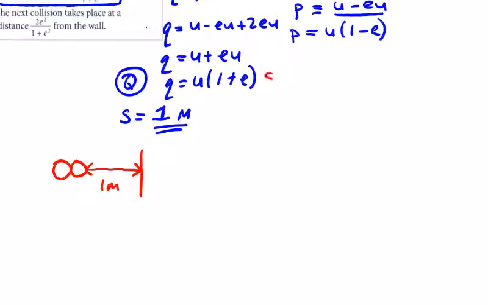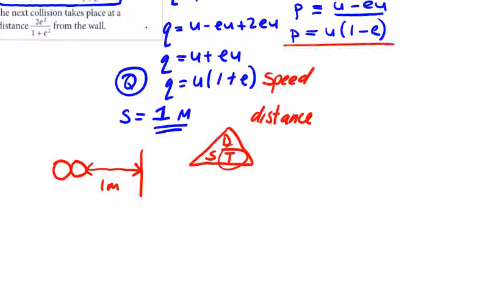So what do we have? We have speed and we have distance, so we should be able to use our DST triangle here. We'll be able to find the time taken to get there. We also have the speed of P, and we can tell how far it has gone in that time. Then we can get the difference between it and the 1 meter that the other has traveled. That will give us the distance apart. So the time taken to get there is distance over speed, 1 divided by u times 1 plus e. I think this is the right approach to take.